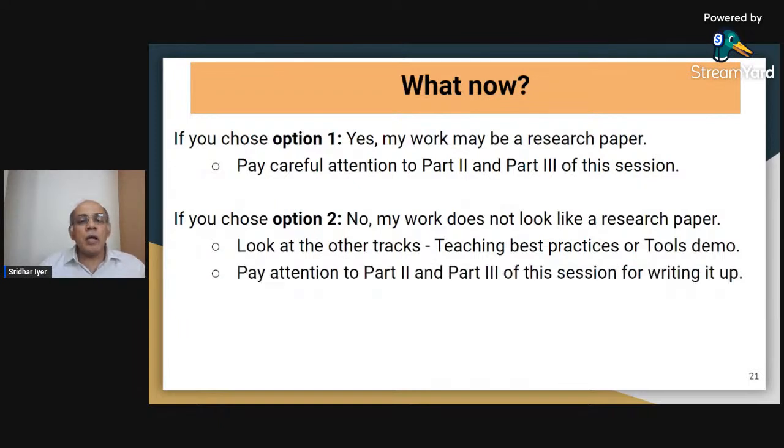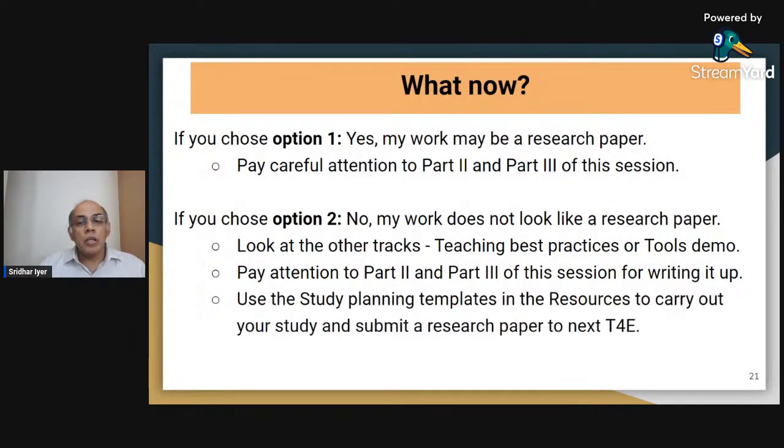And then you can also pay attention to part 2 and part 3 of this session for writing it up. So you may use the study planning template in the resources to carry out a study and submit a research paper to either next T4E or to some other conference. So it does not mean that if your idea is not ready to be a research paper right now, the idea has to be abandoned. It simply means that a little more work has to be done and then submitted to the next conference or the next T4E, whatever comes earlier, which is suitable.